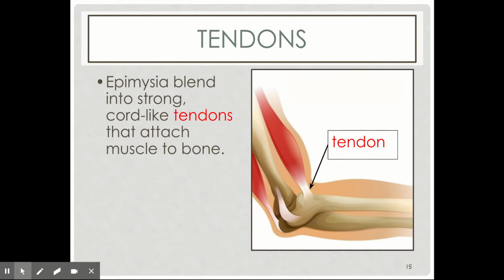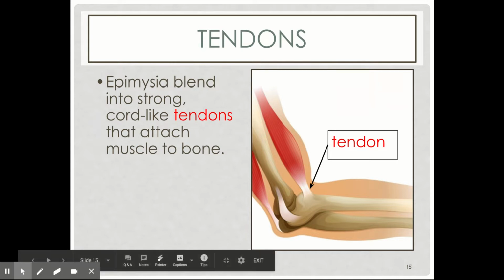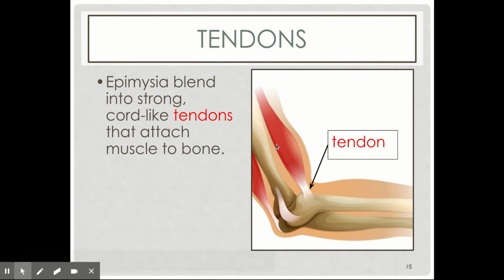Tendons are a blend of that epimysium. Like I said, you have this connective tissue wrapping around every single muscle. What's going to happen is that connective tissue is all going to bundle here. And if you recall, connective tissue does create your tendons. So your tendons are made of that connective tissue and they will connect to the bone. They blend into that tendon, which causes that articulation or that connection.